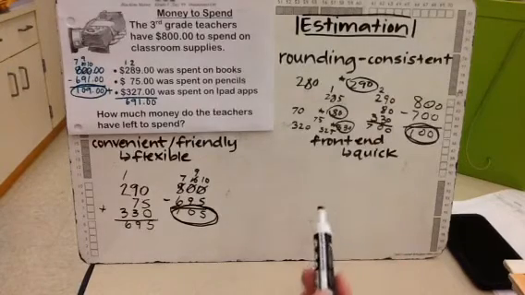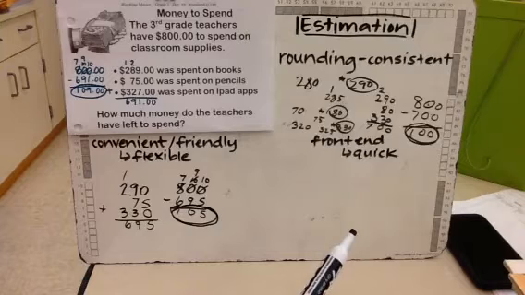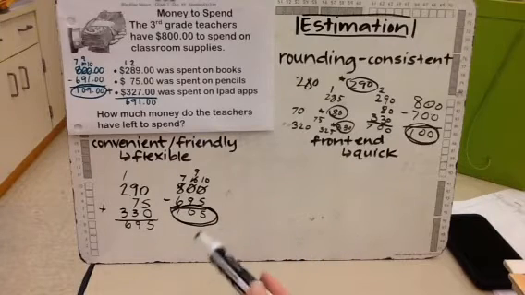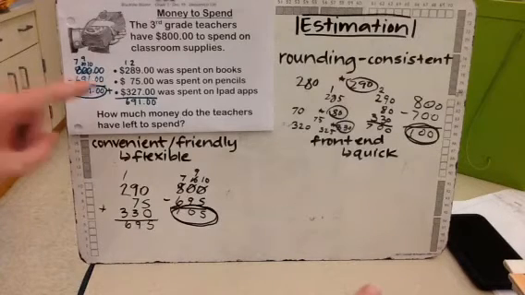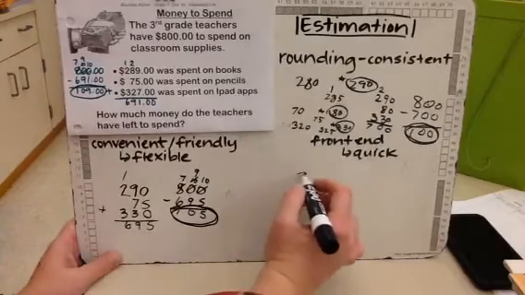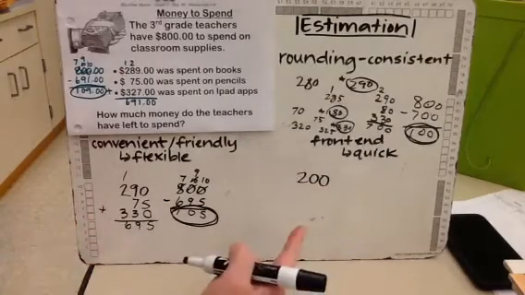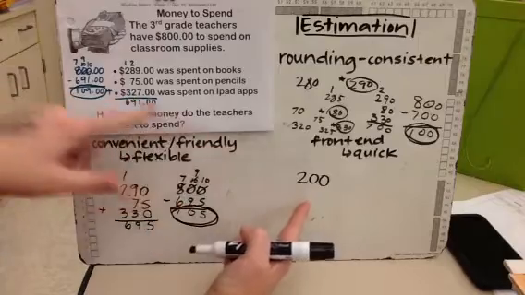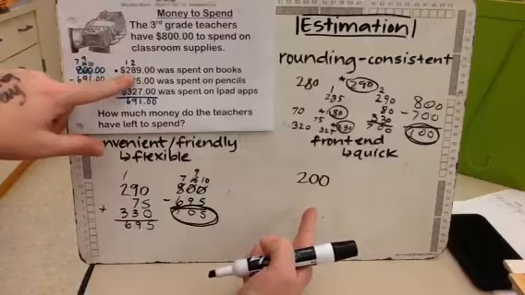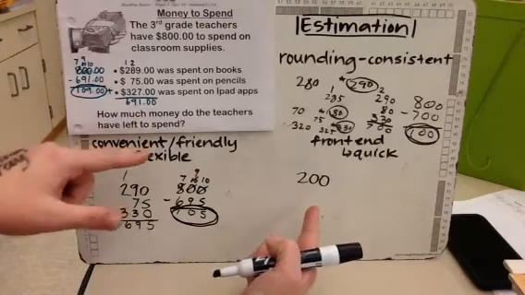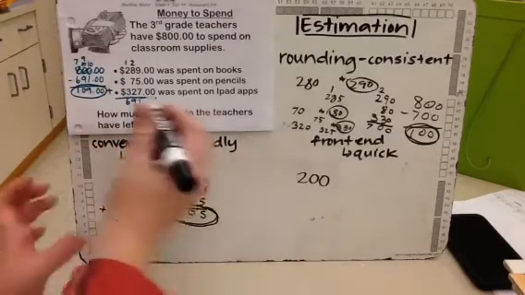All right, front-end estimation. Front-end estimation is a great strategy because it's quick, and you'll see why, but it can be very inaccurate. So front-end estimation means you are going to use the largest place value of that number, and everything else is going to go to a 0. So I'll show you here. 289 is just going to go to 200. And you can already maybe start to see that if we were using rounding, it would actually round to 300. And I'm going all the way to 200 because that's my largest place value.